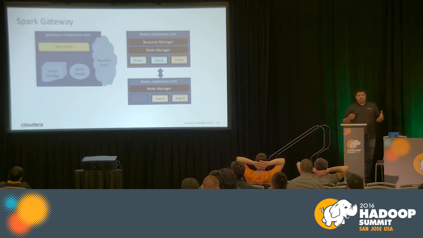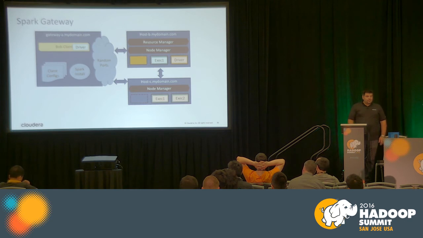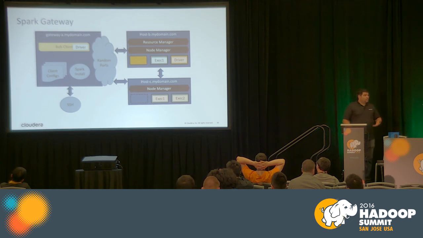We need to have a bunch of random ports open because if we're running the driver on the client, the driver needs to connect to all the different executors, and it uses different ports. And what we need to do with this machine also is to open up SSH. You guys have probably seen this. You have to SSH onto a machine. That machine is all configured and ready to submit jobs, and from there you submit your jobs.